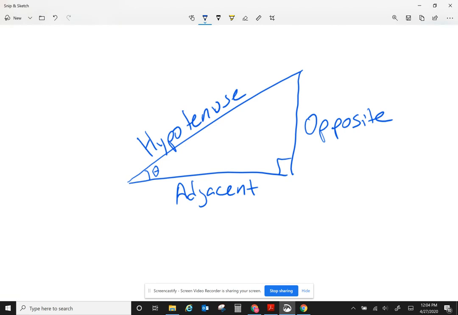So remember, hypotenuse is always the biggest side. From my corner theta, or I can call the corner A or B, whatever letter I want to give it, opposite means the side that is far away from it, and adjacent means the side that is close to it.